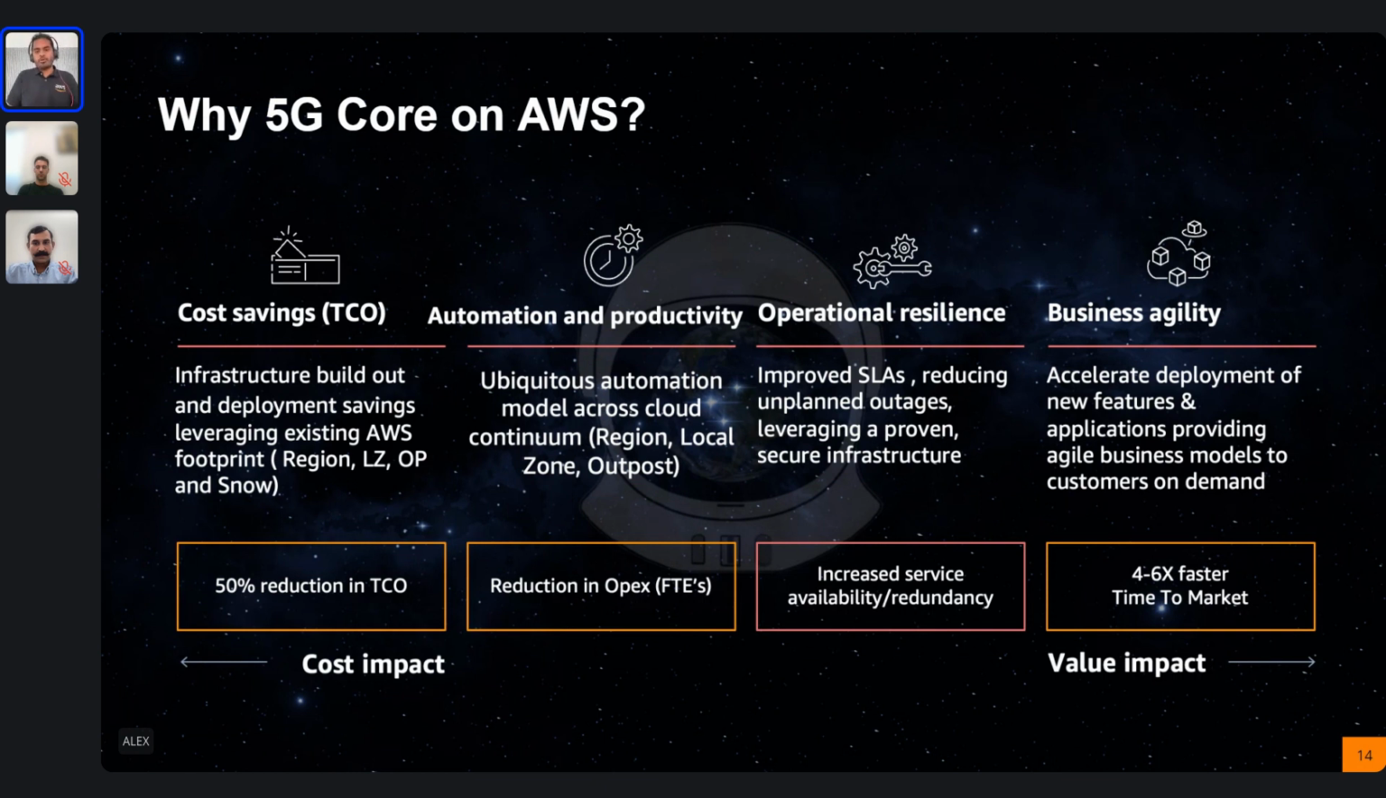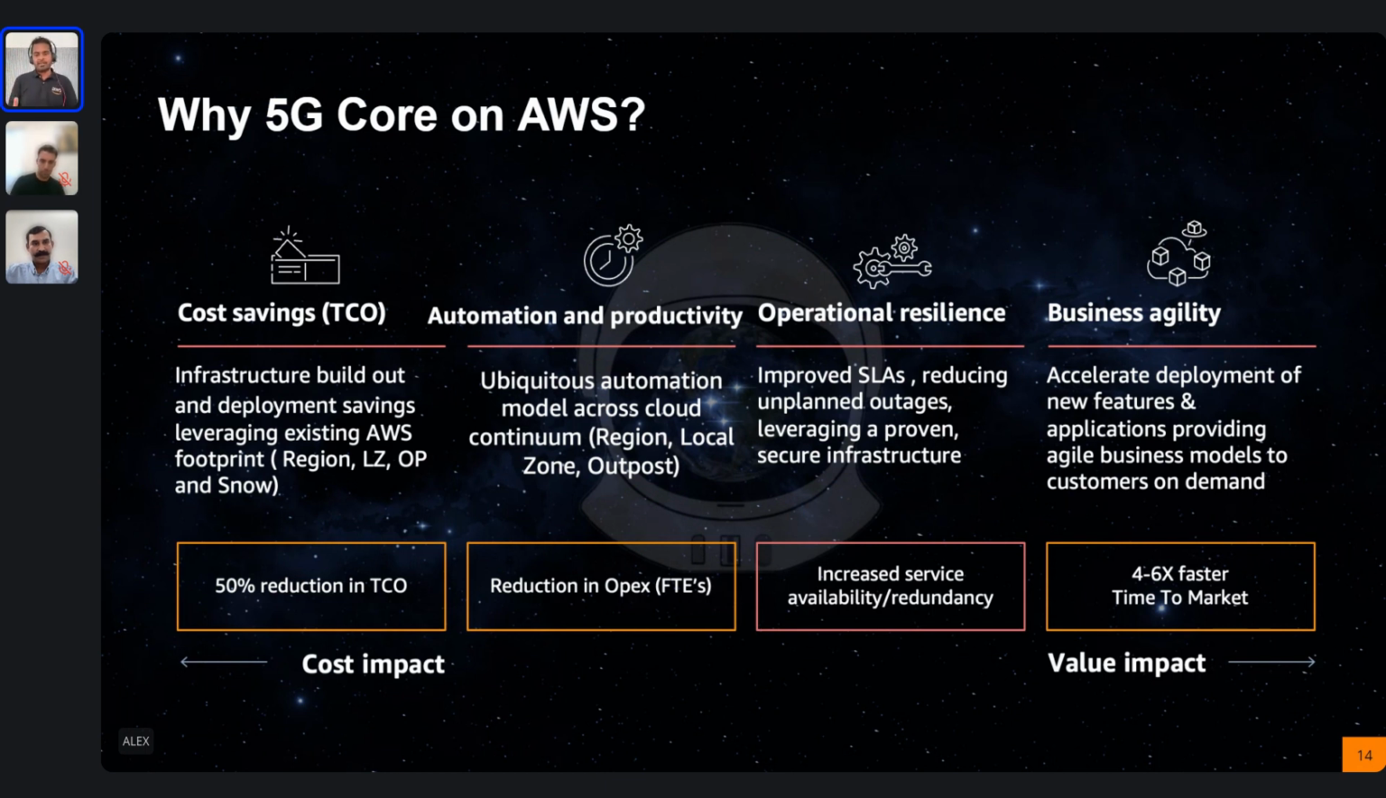And you don't want to put your capital in building a model which is not even giving you revenue right away. So it allows you to lower your total cost of ownership, because you can start small and then you can grow with cloud services, with AWS services, as your demand grows. We already spoke about automation and productivity as it applies to BSS, OSS, or any other service layer functions that you are building. And the same will apply to your core functions running on AWS.